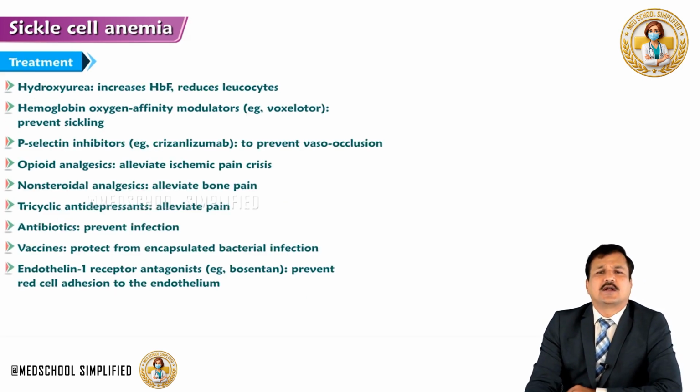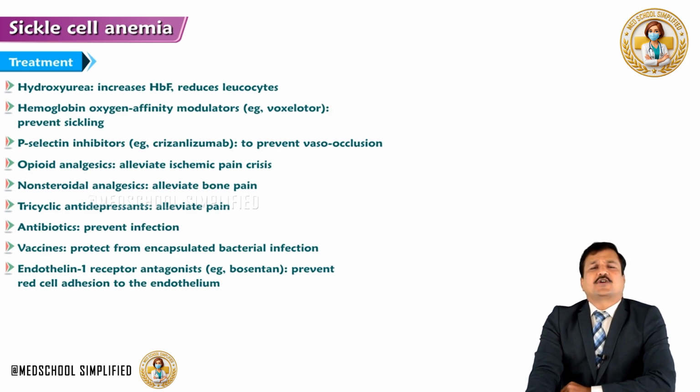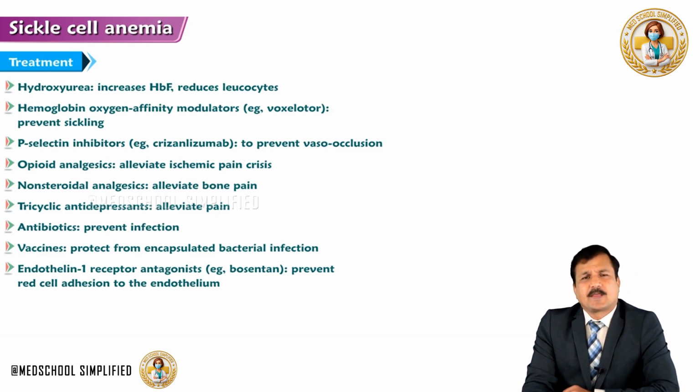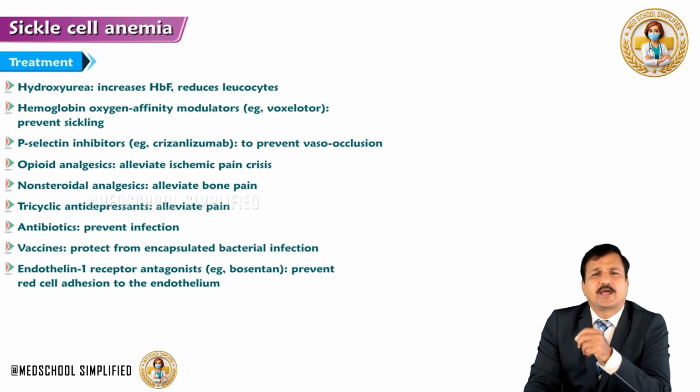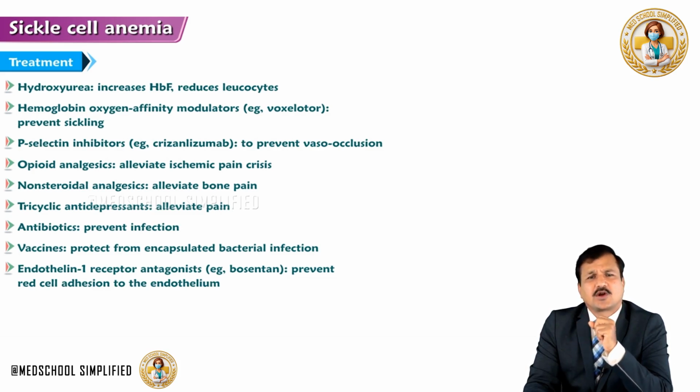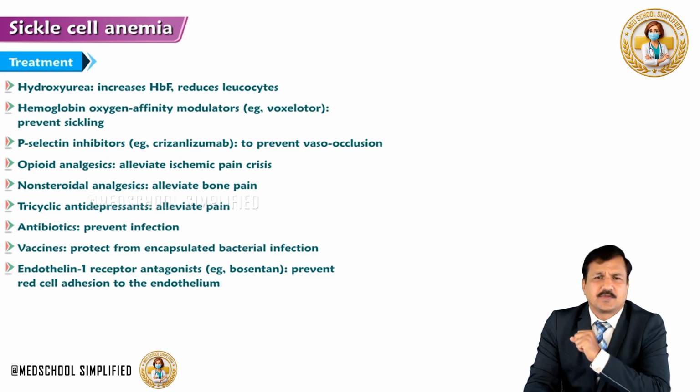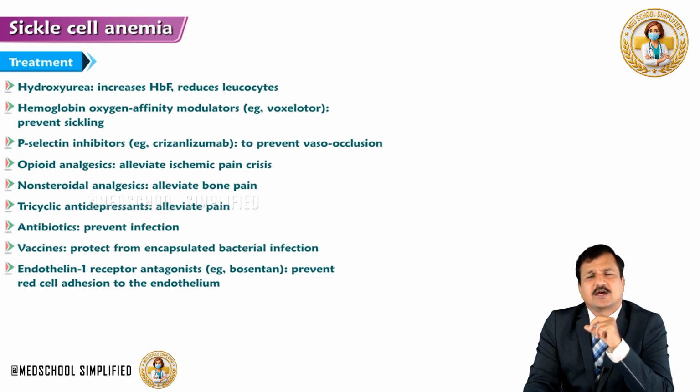Let's look at treatment. Treatment focuses on hydration, oxygen therapy, reducing the pain like analgesia, prophylactic penicillin to prevent infection, and sometimes transfusion to manage vaso-occlusive crisis, chronic pain syndromes, chronic hemolytic anemia, and prevention and treatment of infections. Some of the drugs that are used in the treatment of sickle cell anemia.